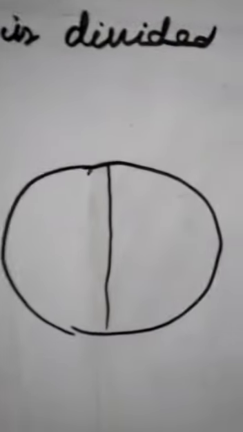If a whole thing is divided into equal parts, then it is called a fraction. For example, I take a pizza, and I have to divide it into two parts. So I will just draw a line, and it will divide it into two parts. So this is called a fraction. This is the example.